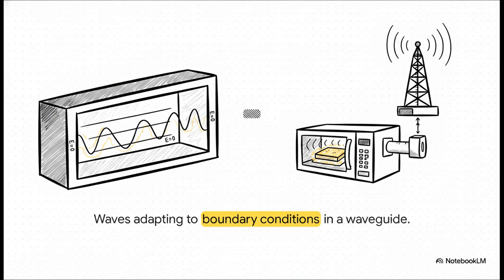And we use a really similar concept with metallic waveguides too. By creating highly precise boundary conditions, essentially forcing the electric field to be zero at the perfectly conducting metal walls, specific standing waves stay perfectly confined inside. So, whether it's the waveguide inside your microwave oven heating up your leftover pizza, or the feeds powering giant cell phone antennas, we're literally just forcing EM waves to adapt to mathematical boundaries.